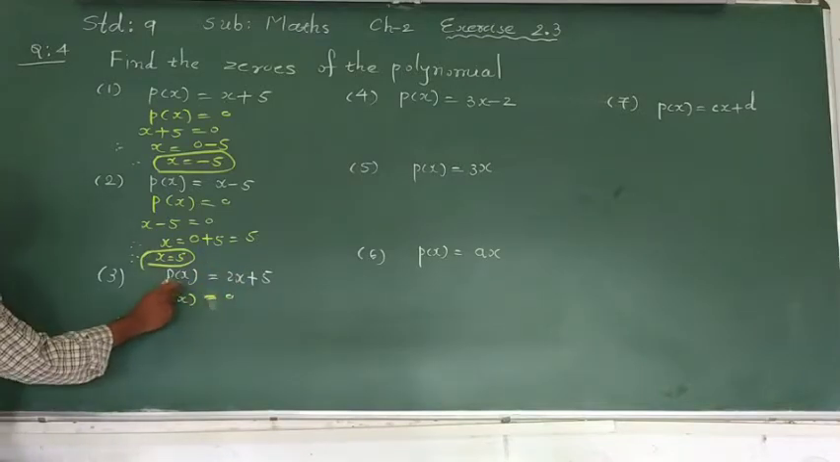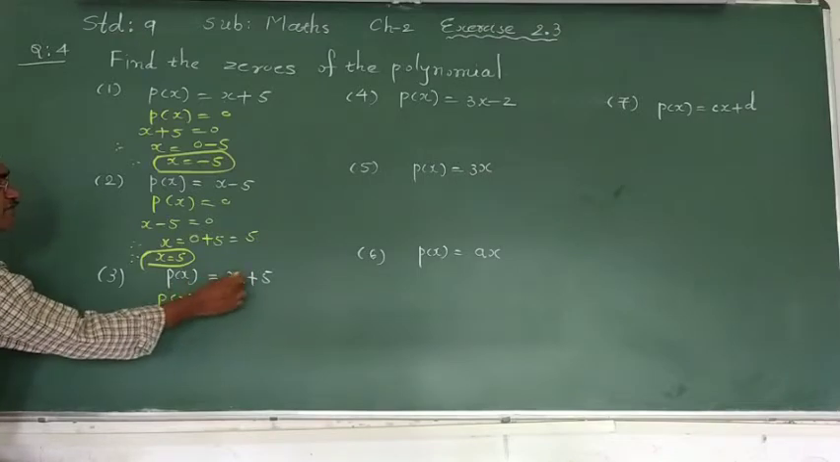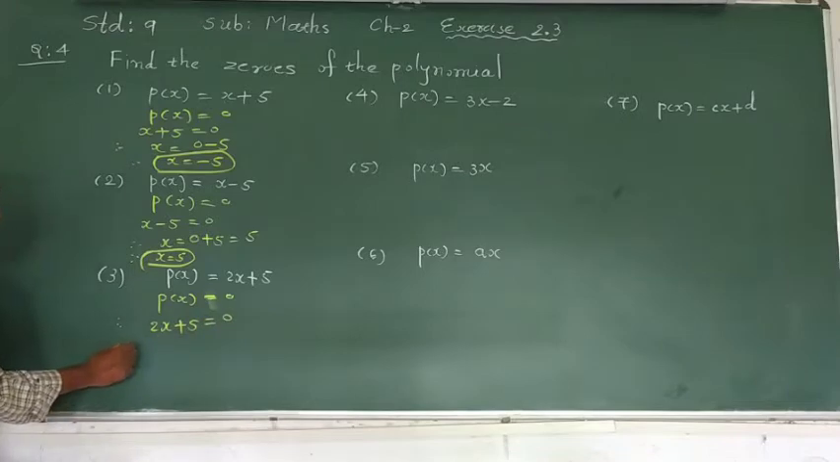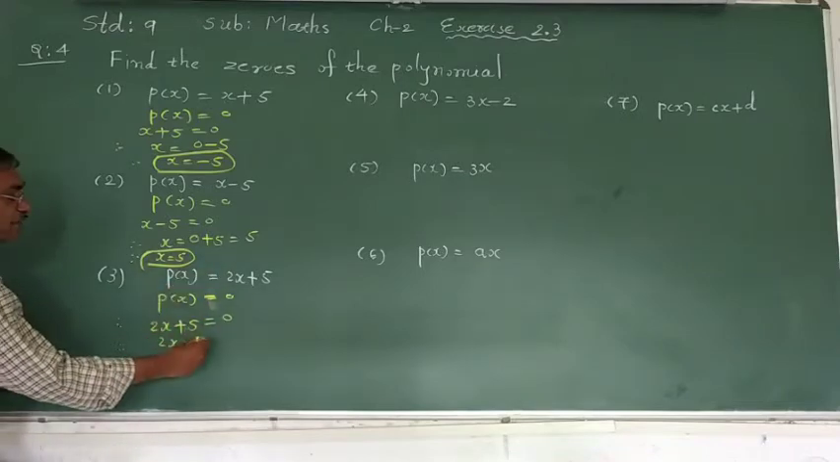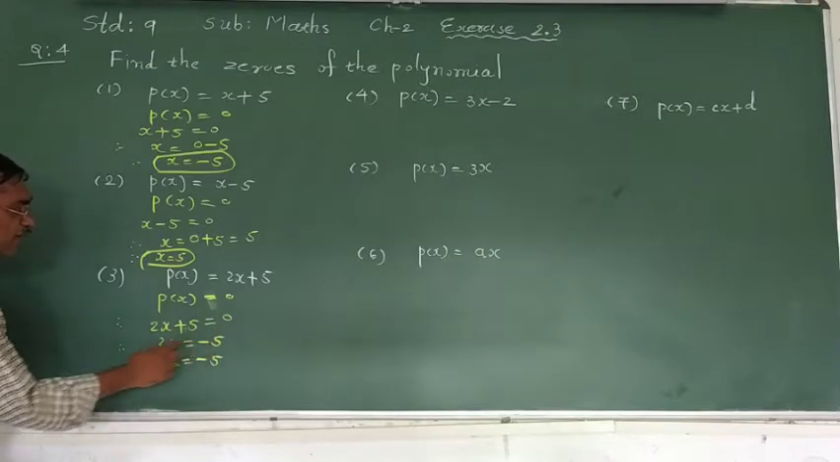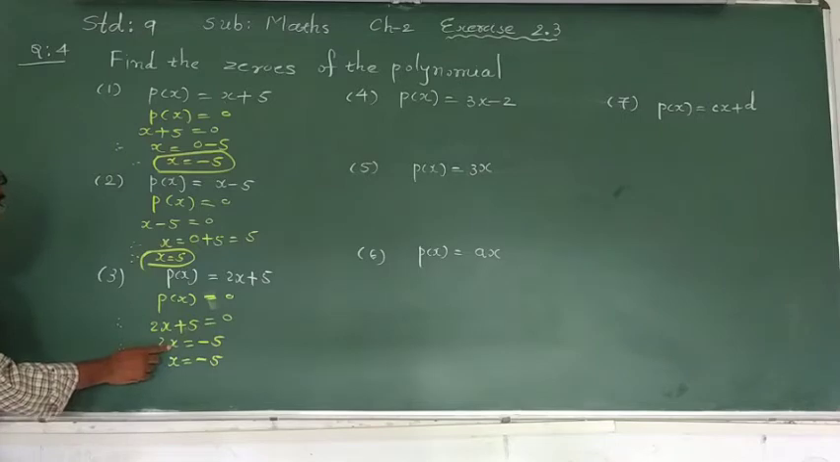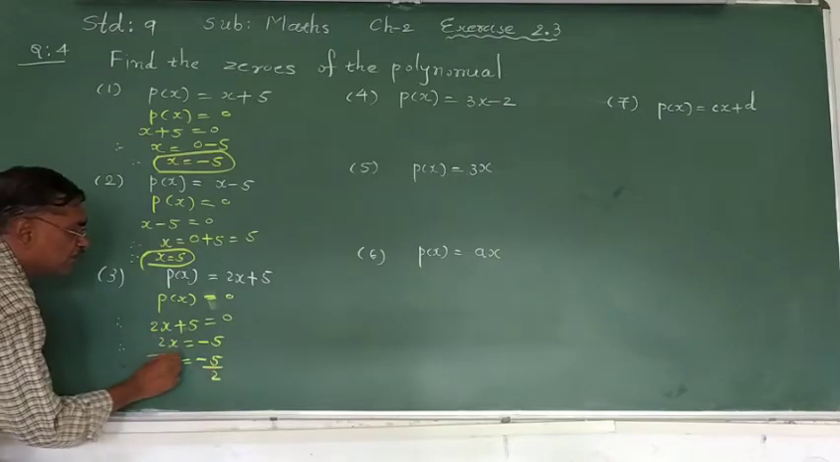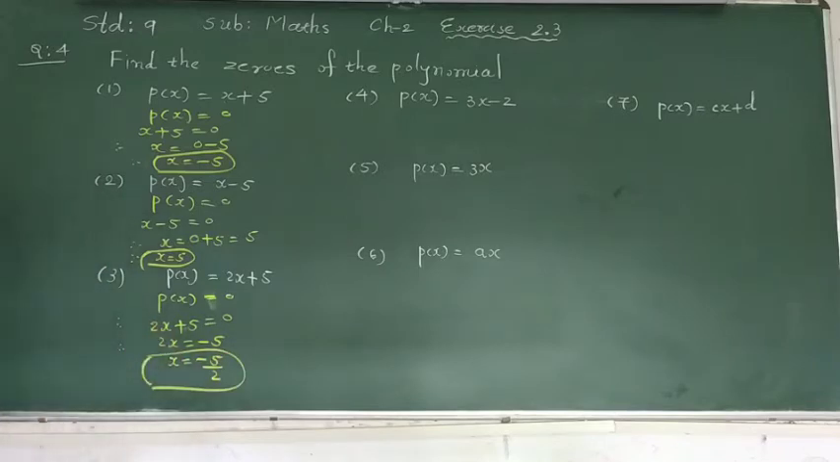Now write down the p(x) value which is already given: 2x plus 5 equal to 0. Therefore, 2x equal to minus 5, as the plus 5 goes to the other side and becomes minus. This x and 2 have a multiplication relation, so 2 goes to the denominator. So x equal to minus 5 upon 2 is the zero of the polynomial.